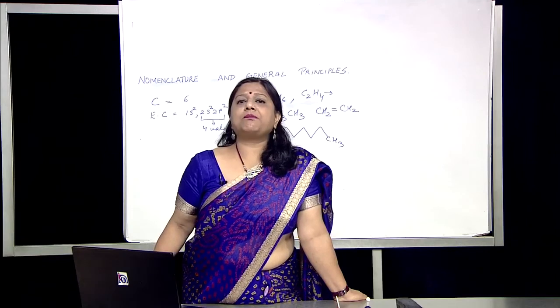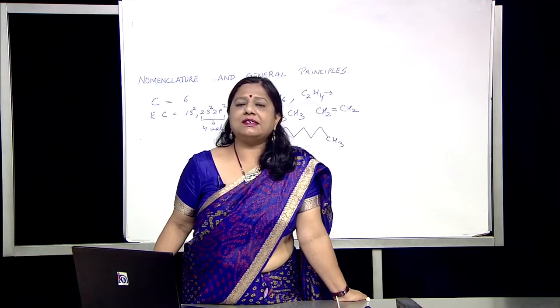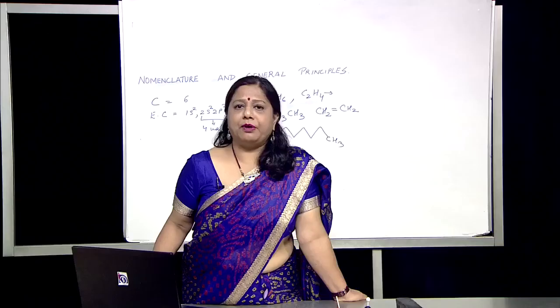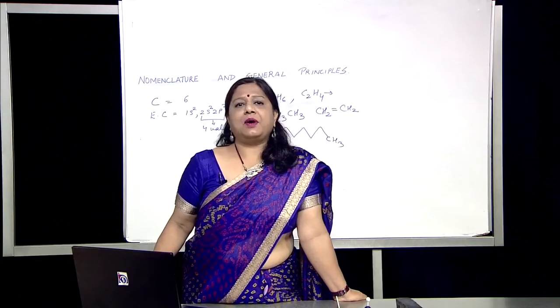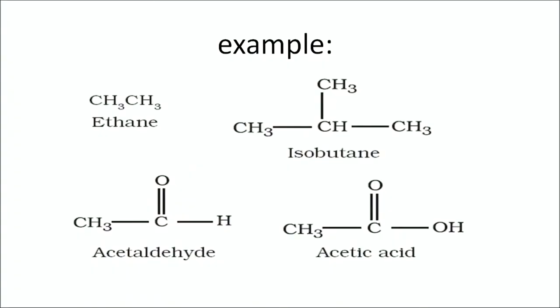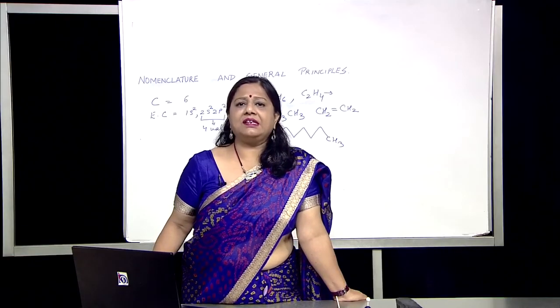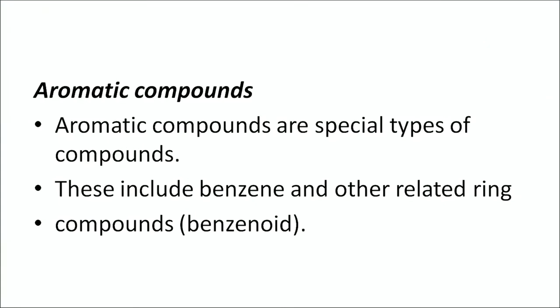Acyclic or open chain compounds can be saturated or unsaturated. They are also called aliphatic compounds. They consist of straight or branched chain compounds. For example, ethane, isobutane, in which there is one branch, acetaldehyde, and acetic acid. All these molecules are in a straight or branched chain, not having any cycle in them. An aromatic compound is a special type of compound which includes benzene and its derivatives.